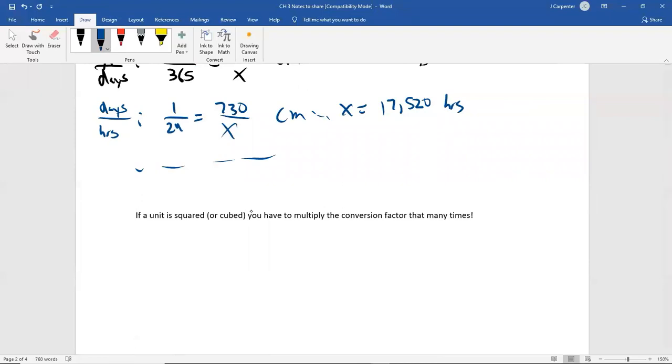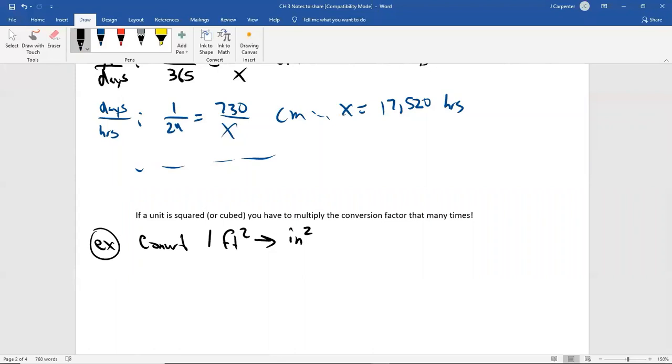Okay, so you have to multiply the conversion factor that many times. So let's do an example. Let's convert 1 square foot to square inches. I don't know why I said cubic there. I was looking at the word cube. You can't convert a square unit to a cube unit. That's impossible. You can convert square units to square units and cube units to cube units, but nothing in between.